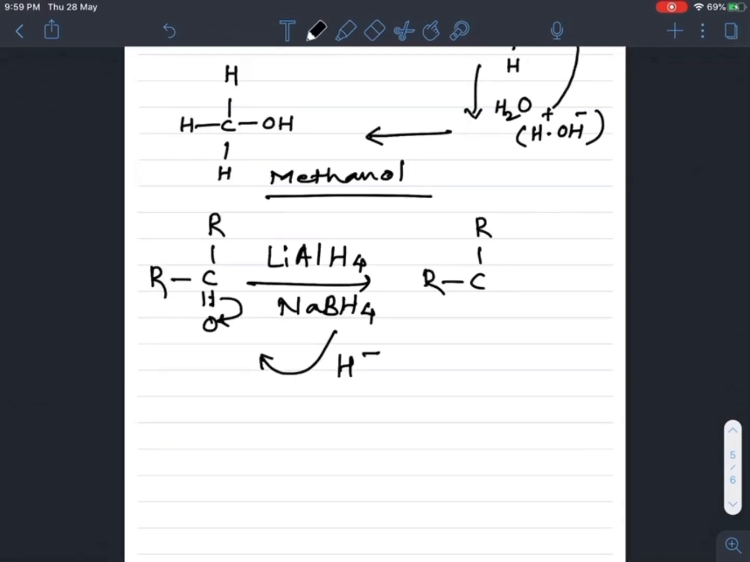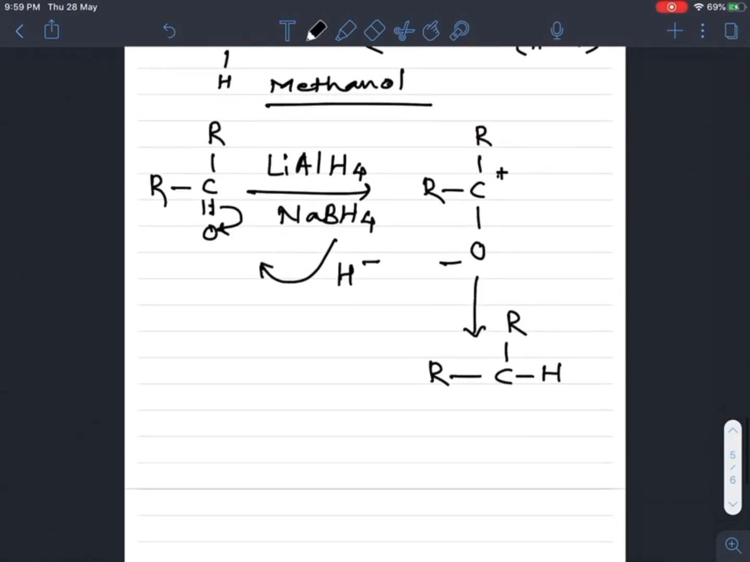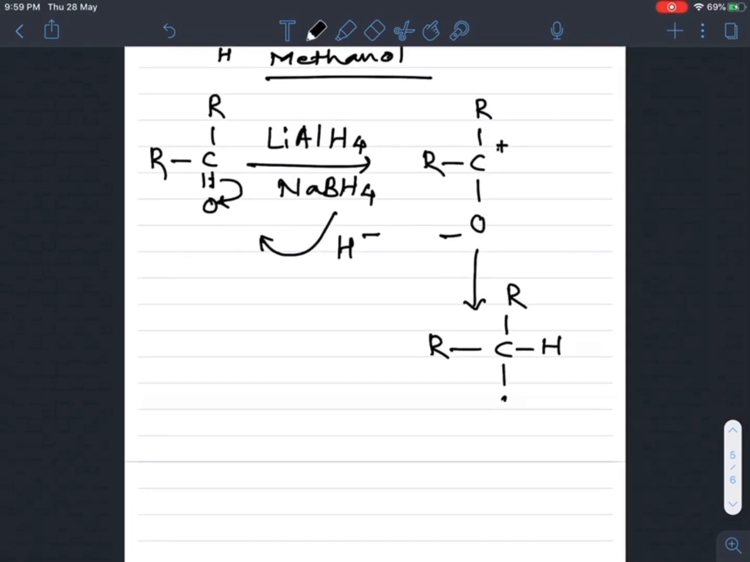So here we get RCO minus, because the pi bonded electrons are shifted onto the oxygen, and it gets a negative charge, and a positive charge on the carbon. Now this H minus gets attached to the carbon and we get, see, R, here the bond is formed with carbon and O minus as it is.